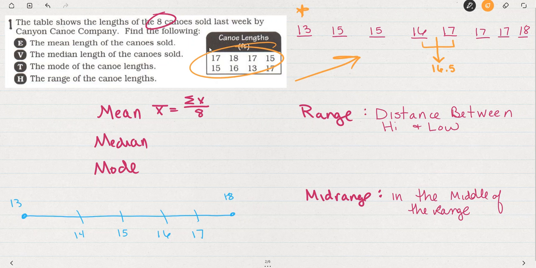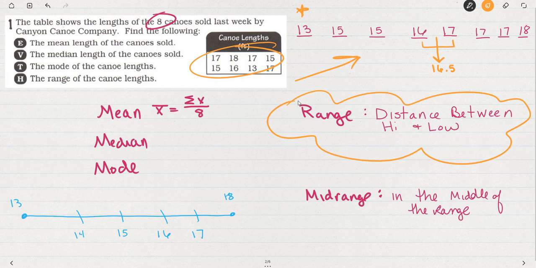I want to also talk for just a minute about the mid-range and remind you of what the range and mid-range both represent. The range is the distance between the high and low values. The range is the distance between, in this case, 13 and 18. Whenever you're trying to find the distance between two things, you simply subtract them, and that's going to give us the range.